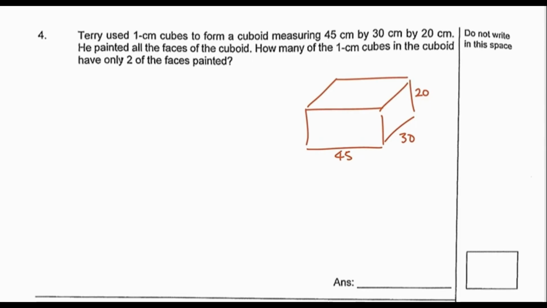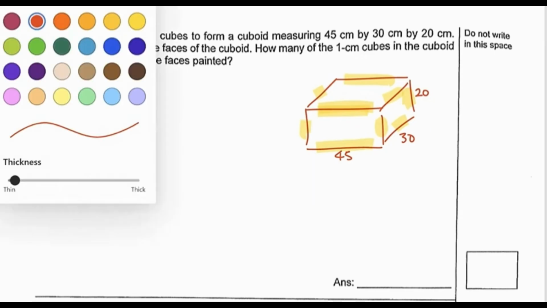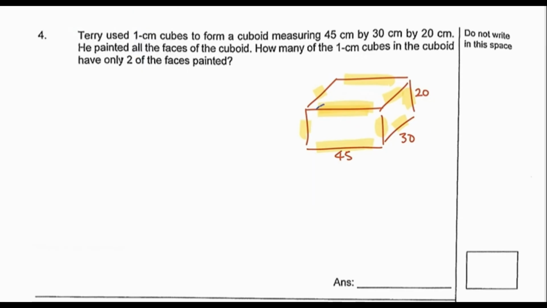So we are looking at this part here. Okay, the cubes somewhere there. Cubes here. Cubes here. Here. These parts. Okay, and then behind the hidden part. Not the corners. The corners would have 3 sides painted. Okay, so let's look at this part first.